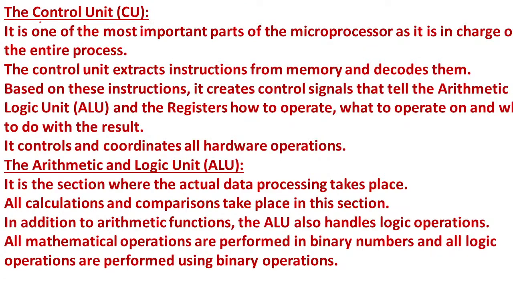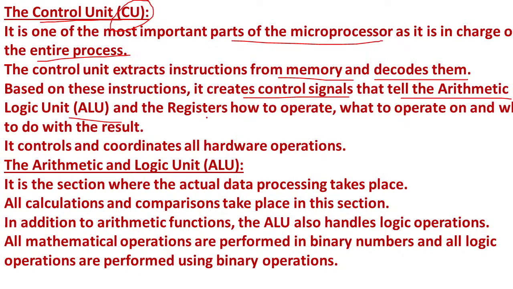If you go through the control unit, which is also written as CU, it is one of the most important parts of the microprocessor, as it is in charge of the entire process. The control unit extracts instructions from memory and decodes them. Based on these instructions, it creates control signals that tell the arithmetic logic unit and the registers how to operate, what to operate, and what to do with the result. All will be directed by the control unit, which controls and coordinates all the hardware operations.